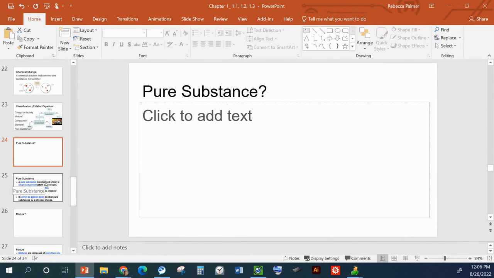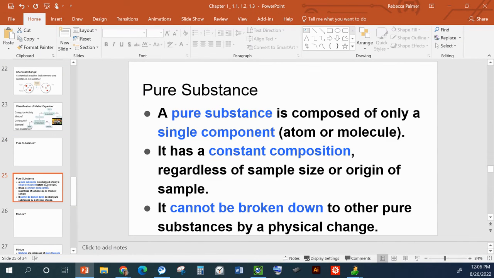Okay, let's run through these. I think we have these down, but we have just a few minutes. A pure substance is only one component, so it could be a compound or an element. It cannot be broken down by a physical change, so we can't sort it. A physical change would be like this one, where we are pulling out the iron. Okay, so that's a pure substance.